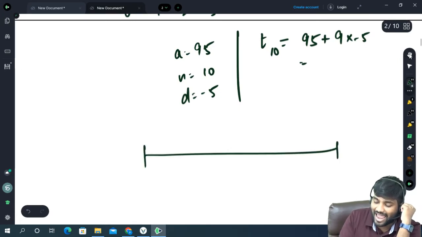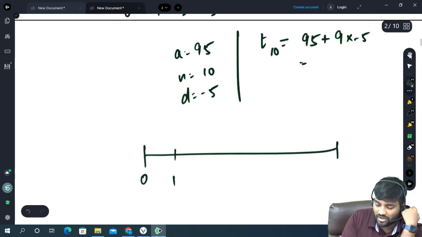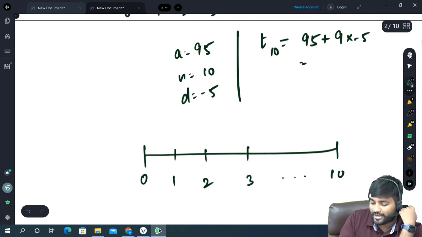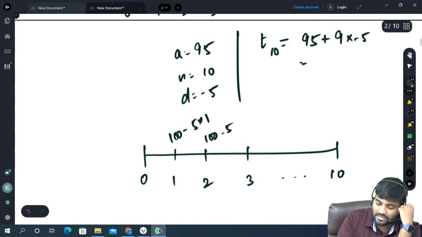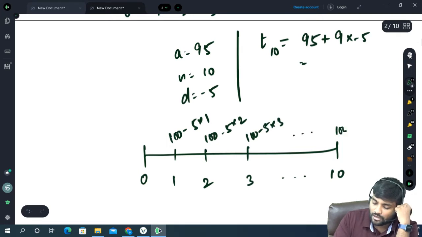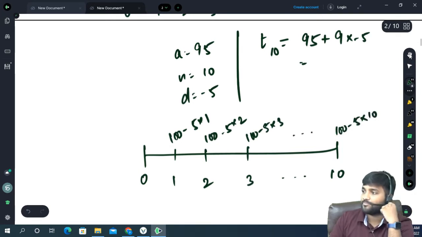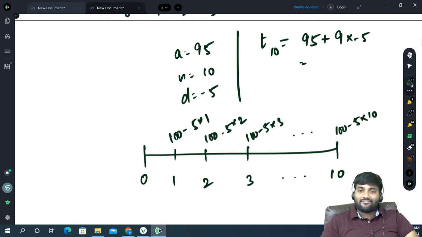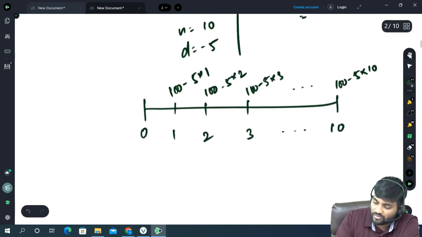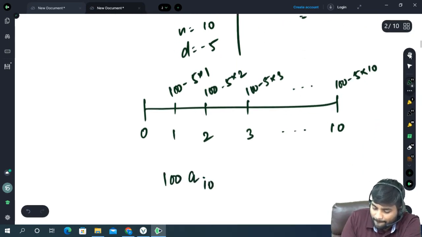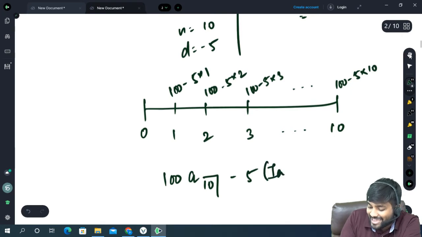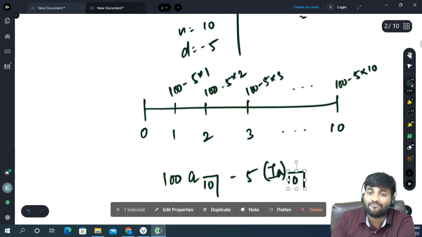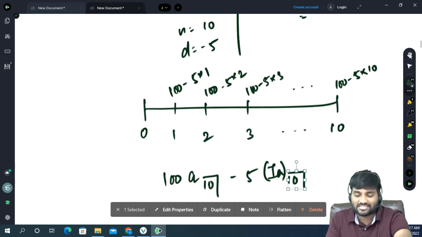In the form of level and increasing: 0, 1, 2, 3, dot, dot, dot, 10. So 95 will be written as 100 minus 5 into 1, 100 minus 5 into 2, 100 minus 5 into 3, dot, dot, dot, 100 minus 5 into 10. Clear? So basically 100 is level and 5 is simple increase. So how do we solve this? This is 100 A10 minus 5 IA10. IA10 means simple increase annuity of 5. So this is how we solve these kinds of questions.